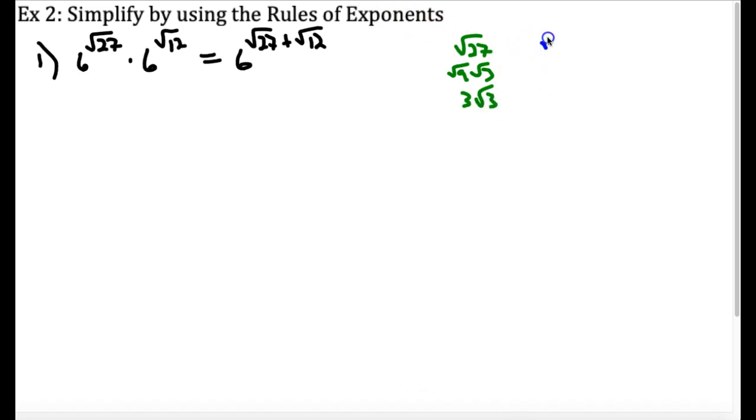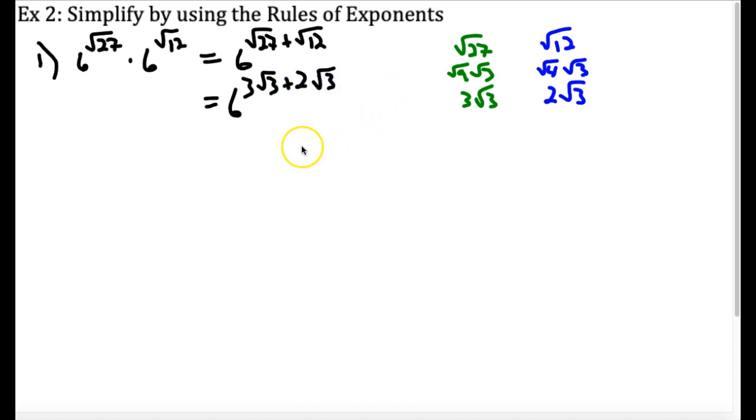And then square root of 12, the largest perfect square that goes into that is 4. So I can make this the square root of 4 times the square root of 3. And then the square root of 4 is 2. So I can rewrite this as 6 to the 3 radical 3 plus 2 radical 3. Well, now I can add these together since I have the exact same thing inside of the radical. I can make this 6 to the 5 radical 3.